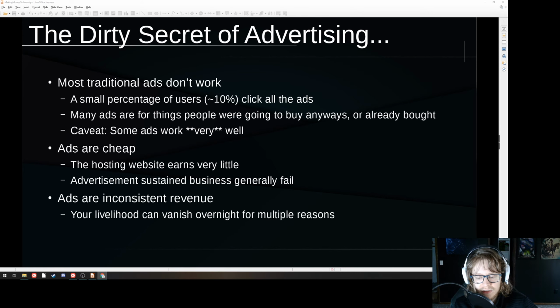There are certainly situations where I've been exposed to products by internet advertising and then ultimately proceeded to buy them, but I would really be hard-pressed to argue that I actually bought them because I saw the ad. So in most of those cases, those are products that I was going to buy anyway. There is a caveat. Occasionally an ad will be viral and it will work very, very well and it will generate tons of revenue.